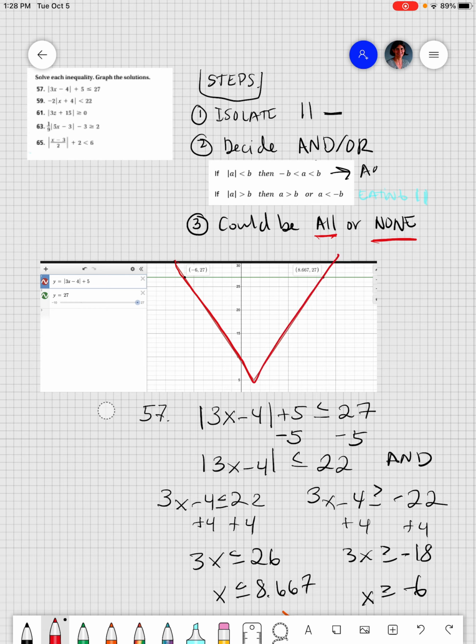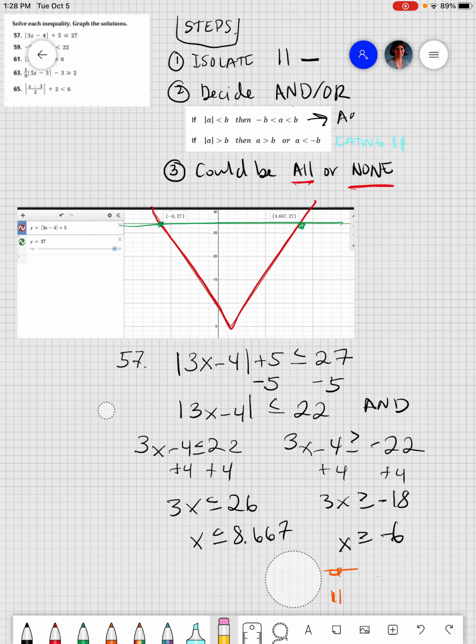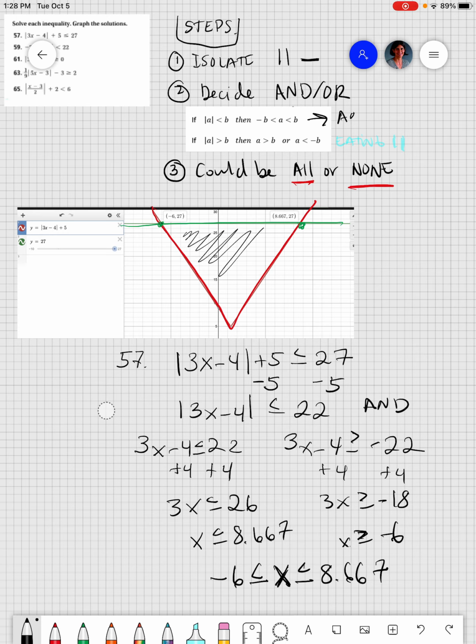Here's the absolute value, and here's just the line y equals 27. If we look, the two places that they intersect are here. We know this is an and situation, so our final answer is going to be written as negative 6, right? The x is greater. See how it's eating x here and it's still eating x here? And less than or equal to 8,667. So all the values in between here will make this a true statement.